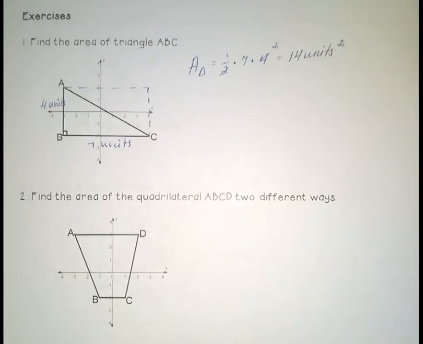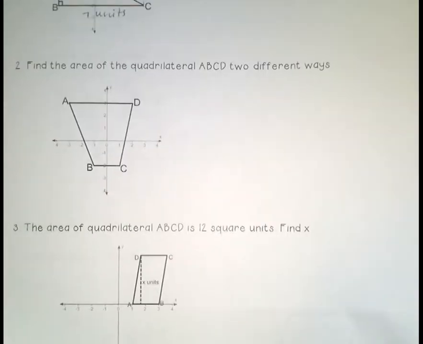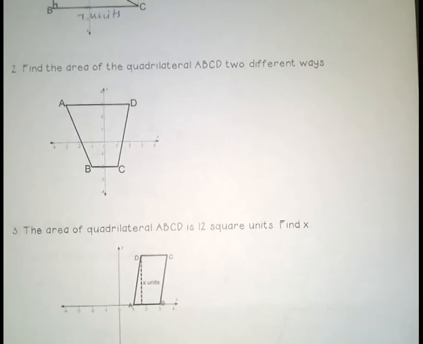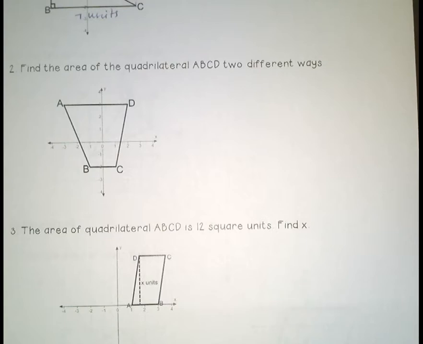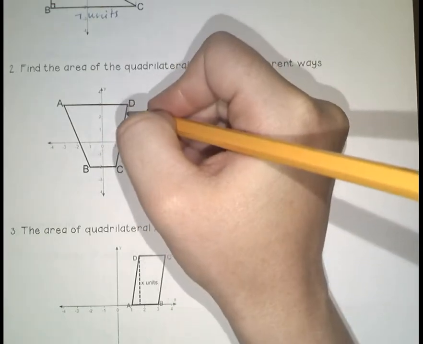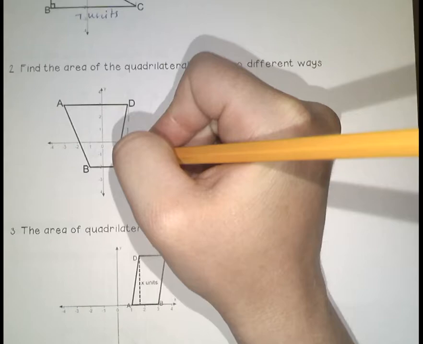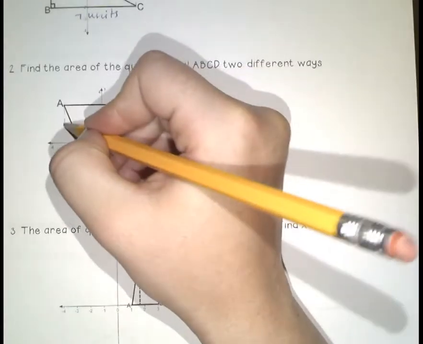Okay, let's look at number 2. Find the area of the quadrilateral ABCD two different ways. Okay, so let's take a look at this quadrilateral. This is a trapezoid. And what I want to do here really is, first way, and I'm going to do it in pencil so we can erase after, I want to make a rectangle out of it. So I'm going to draw a rectangle around this trapezoid.